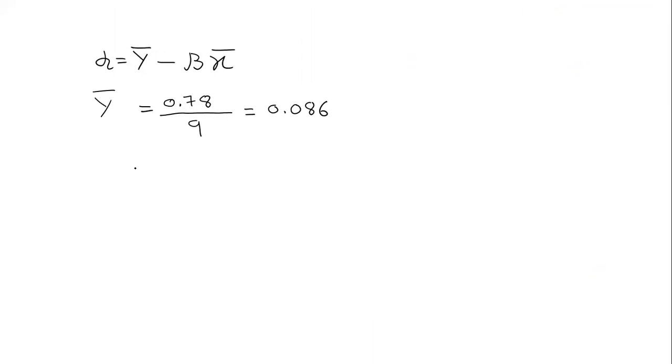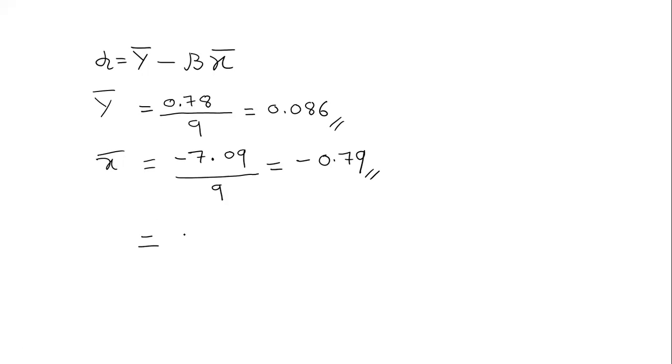0.086. Now we will calculate X bar, which we have again calculated in the table. We got the value minus 7.09 divided by the number of days, 9. So we will get minus 0.79. So this is X bar and this is Y bar. Beta we have already calculated. We will put these values in the formula.